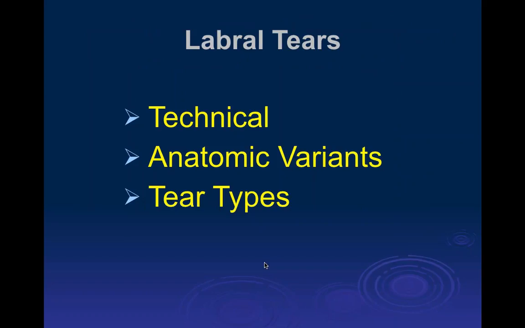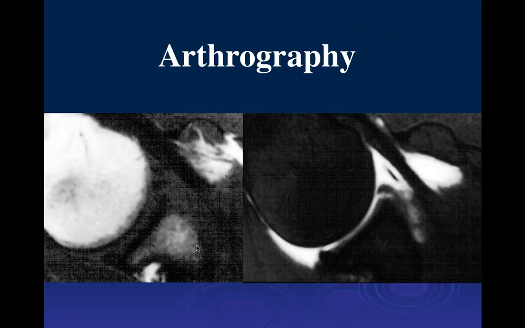Okay. So labral tears, we'll talk about some technical aspects. We've already talked about some anatomic variants. Now let's talk about the tear types. This is an old one. This is a typical tear. This is an arthrogram from the early days, and this was from film, and that's why we see all the streaks here. And here we can see the typical tear. This is in a different plane than the normal variant that we saw before.